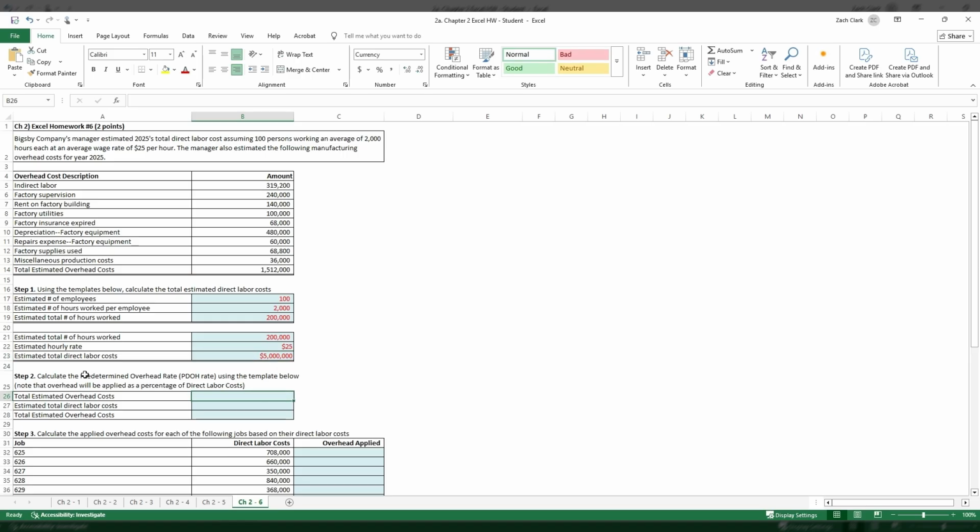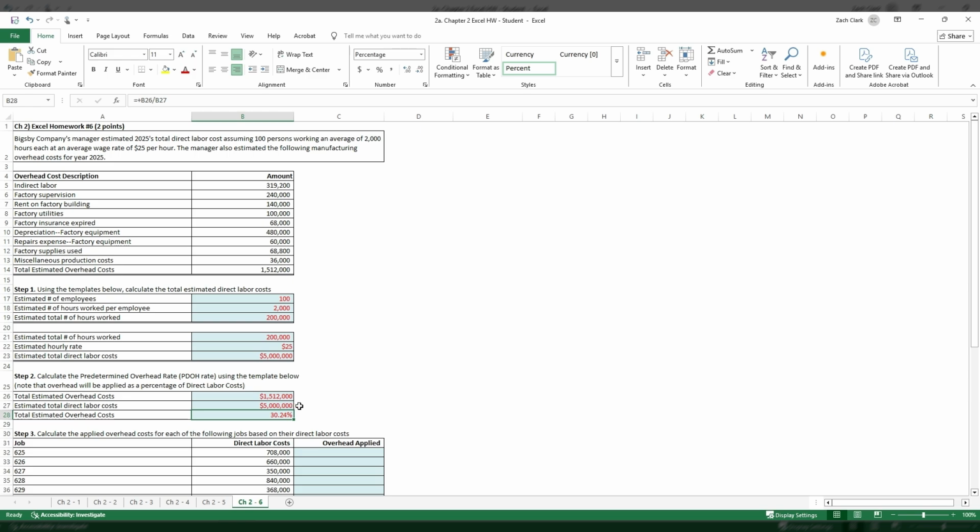So now step 2 says calculate the predetermined rate using the template below, and note that overhead will be applied as a percentage of direct labor costs. Okie dokie. So total estimated overhead costs, again, that's just here, $1,512,000. And then estimated total labor costs is $5 million. And so then we want to figure out, for our base here, which is direct labor costs, for every direct labor cost dollar, we can expect 30%, or 30 cents basically, if you want to think of it that way.